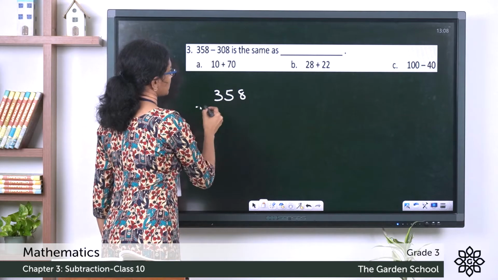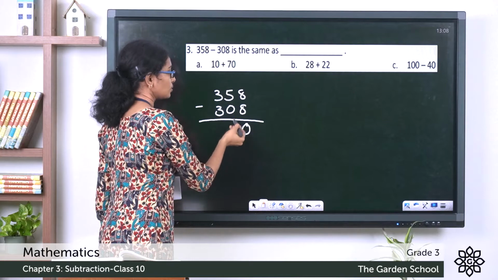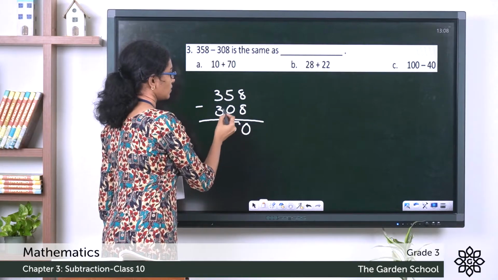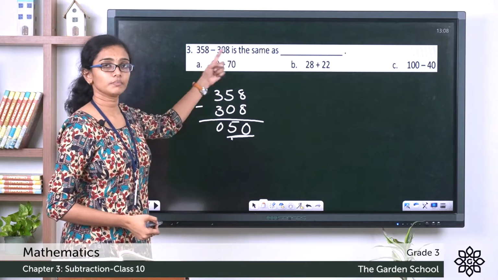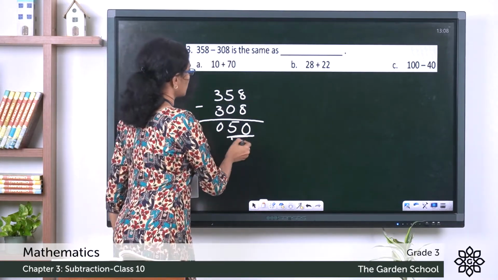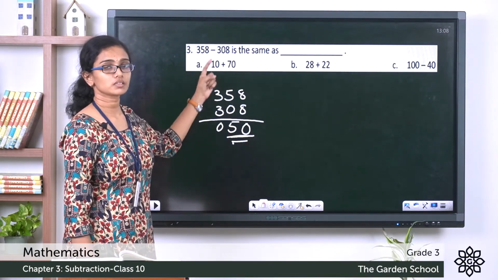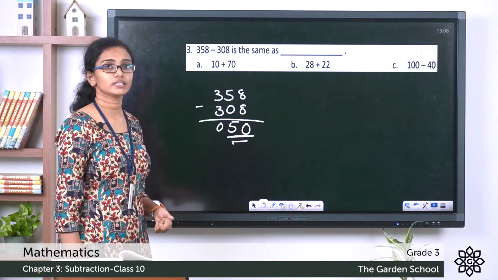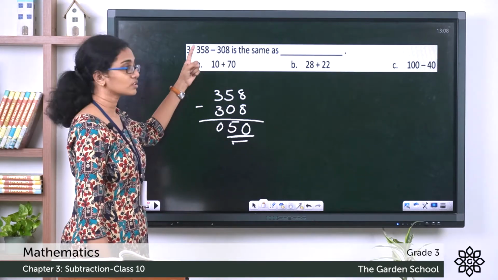358 minus 308. 8 minus 8 is 0, 5 minus 0 is 5, and 3 minus 3 is 0. So what is the difference between these two numbers? That is 50 itself. So here option A is 10 plus 70. What is 10 plus 70? It is 80, right? So is it the option for this question?